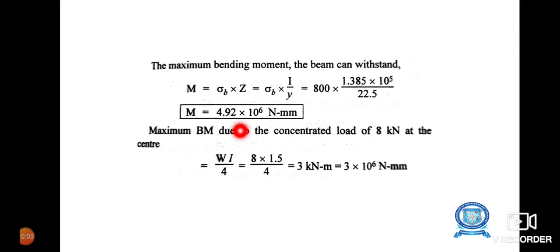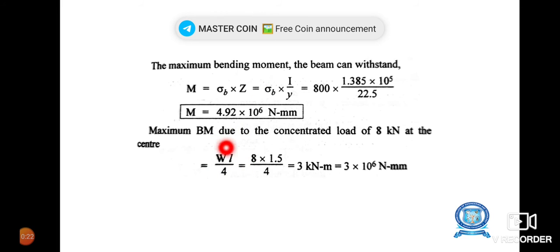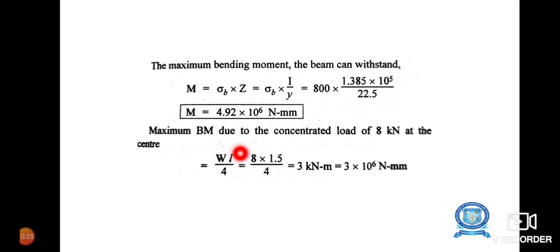Next we calculate the bending moment due to the concentrated load, that is the point load of 8 kilonewton at the center. We apply the formula WL divided by 4, that is the point load formula for a simply supported beam. WL divided by 4 is equal to 8 into 1.5 divided by 4. Simplifying, we got the answer of 3 kilonewton meter. We convert that to Newton millimeter, so 3 into 10 power 6 Newton millimeter.